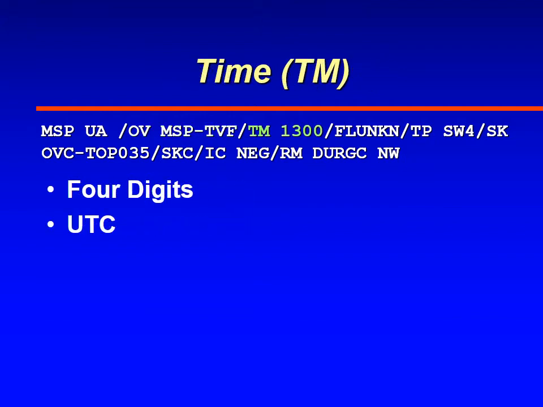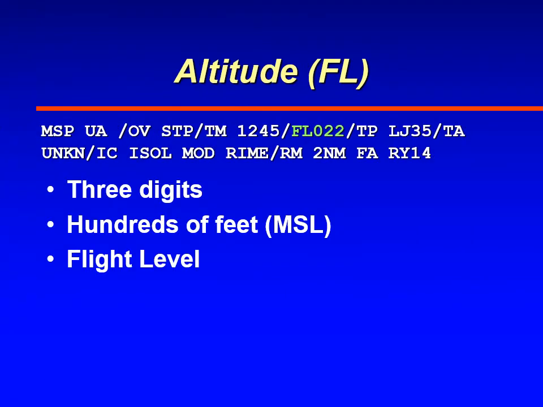After that comes the time, and the time is always in UTC time. They use 4 digits. After that, the altitude, and they use FL for the abbreviation. Altitude is always given in 3 digits, and it's in hundreds of feet, so you add 2 zeros to the end. Of course, if it's above 18,000 feet, then it's considered a flight level.